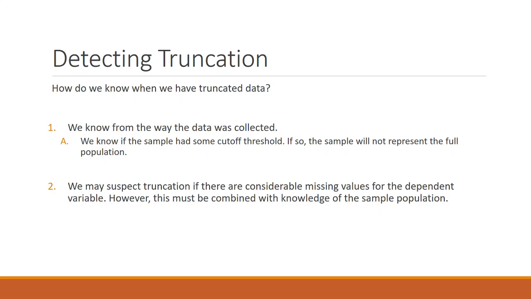We may or may not be able to look for truncation in the data set by looking to see if our dependent variable has a lot of missing values. This doesn't answer the question entirely, but sometimes we can have truncation where we have information on other people in the population, but we just don't have information on the dependent variable. In that case, we will have missing values, and we can look into our data set to see if we have a lot of missing values. But most importantly, we have to combine that with our knowledge of the sample population, the population that was included in our data set. I'll talk about that a little bit more when we get into the data in today's demo.